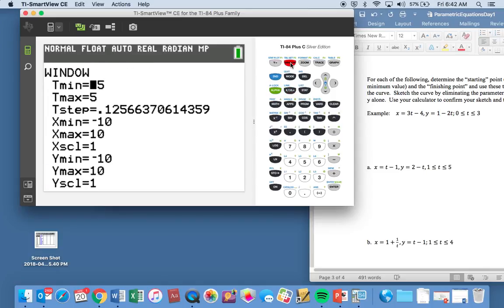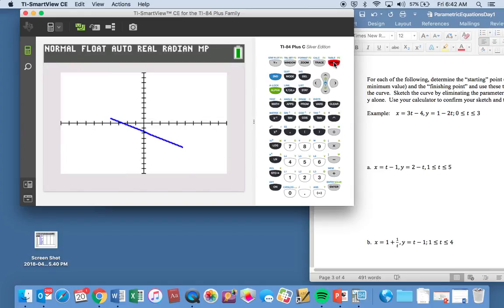Window looks very different. So our t min in this case is 0, and we are given a t max for this problem of 3. I'm going to leave the x min and x max, and I might have to adjust that. But we'll see what this looks like. And let's take a look at the graph. So as you would have expected, this is going to give us part of a line. Let's explore this a little bit further.